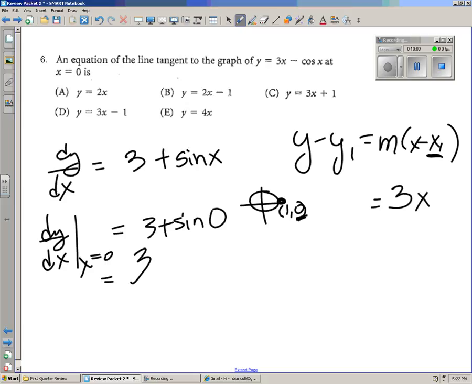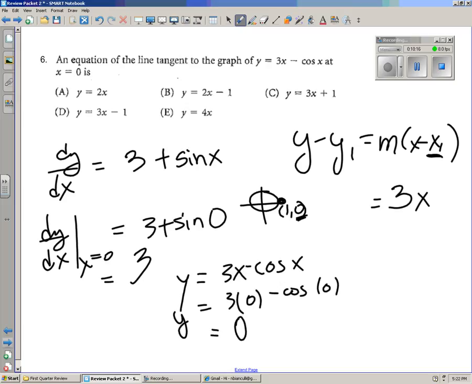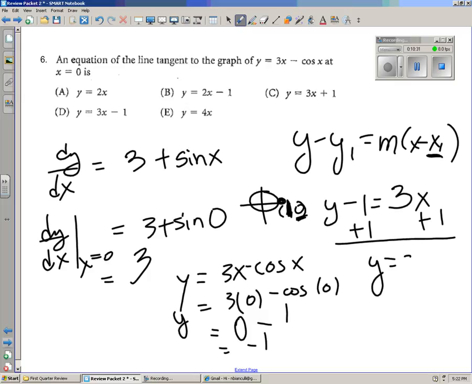And we also have to get y1. So y is equal to 3x minus cosine x. We need to get the value when x is 0. So 3 times 0 is 0. Cosine of 0 is the x-coordinate of that point on the unit circle, so that's a 1. And 0 minus 1 is negative 1. So now we have y minus 1 equals 3x. Making this look like what we have, we would add 1 on both sides. We would get y equals 3x plus 1. Choice C.